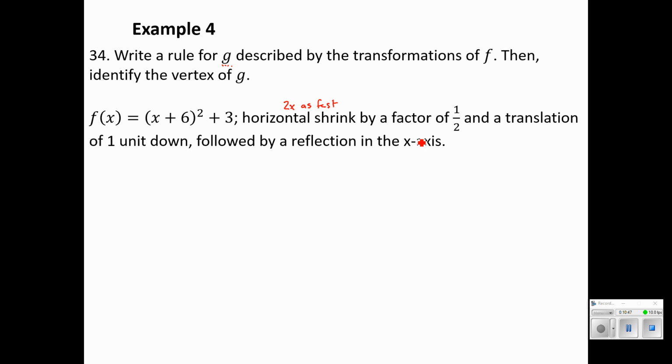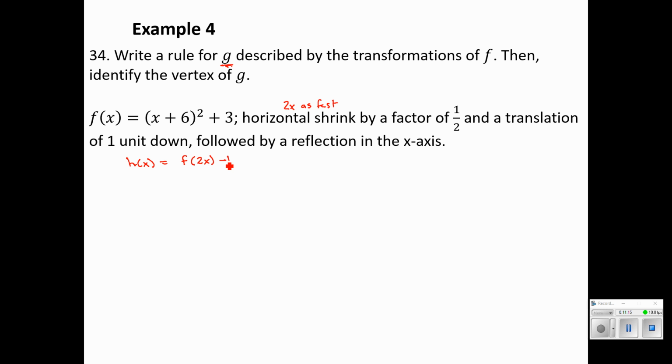So now this next function, I don't want to end with g, that's got to be the name of my final one, so I'm going to use a placeholder here, h of x. If I'm doing a horizontal shrink, then that's f of 2x, twice as fast, affecting the input, and then I'm translating it 1 unit down. So I'm plugging in 2x to go twice as fast, and then subtracting 1.